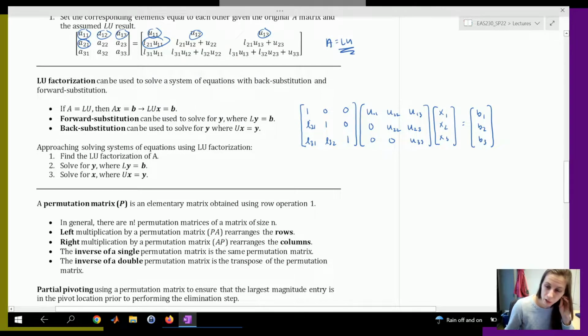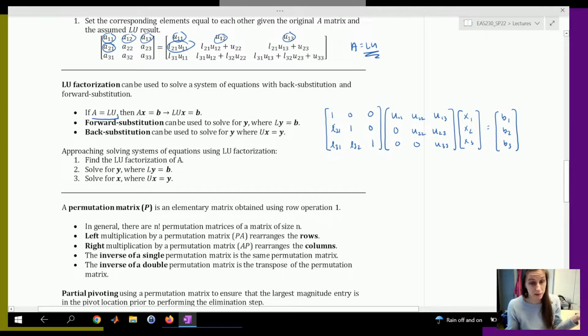Once we have the LU factorization, then we can go ahead and solve a system of equations. So if we break A up into L times U, AX still equals B, which means that LUX equals B. We just replace A with LU. Then what happens if you have a system that looks like this? Obviously it would be filled with numbers, but the system looks like this.